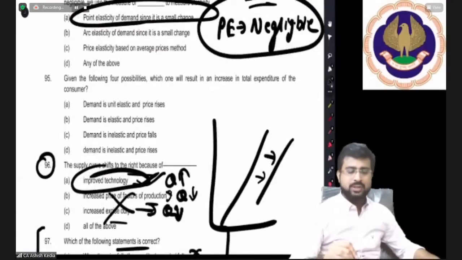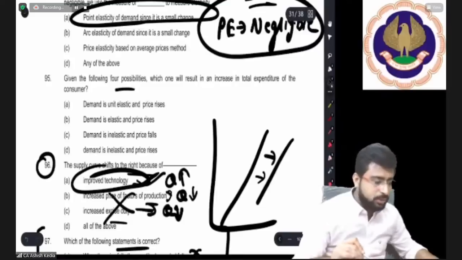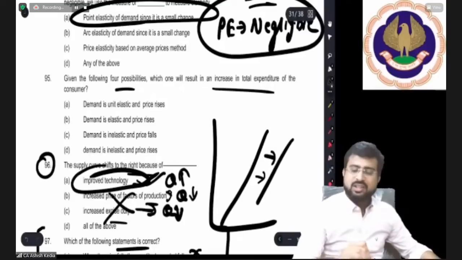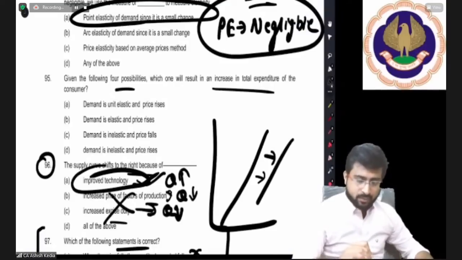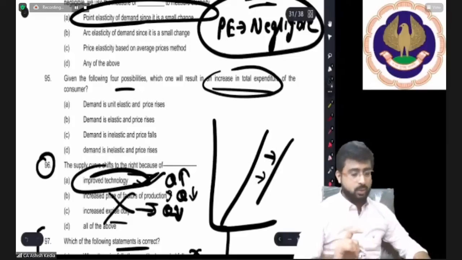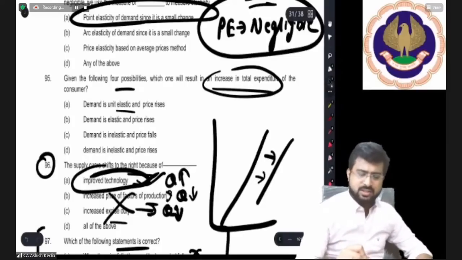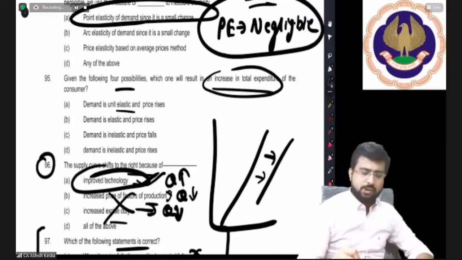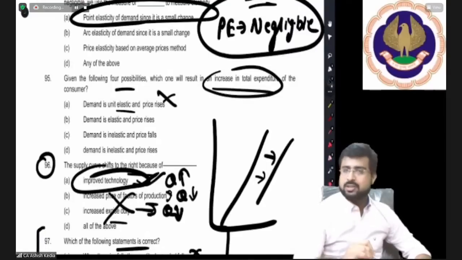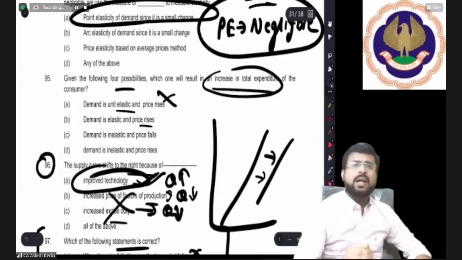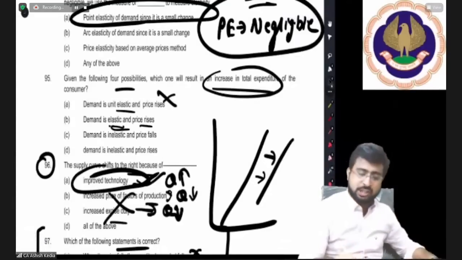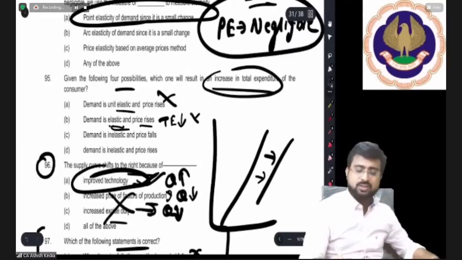Okay, I'll help you with 95. Given four possibilities, which one will result in increase in total expenditure? If demand is unit elastic, it cannot be the answer because in unit elastic there is no change in total expenditure. Demand is elastic and price rises. In case of elastic demand, price and total expenditure travel in opposite direction. So total expenditure will fall. This is not the answer.